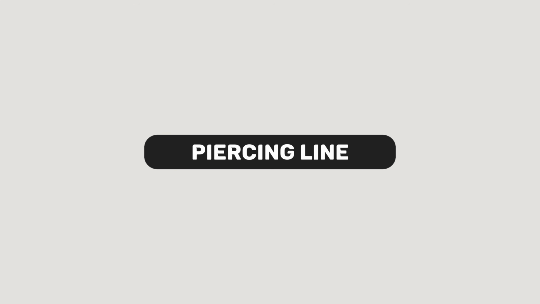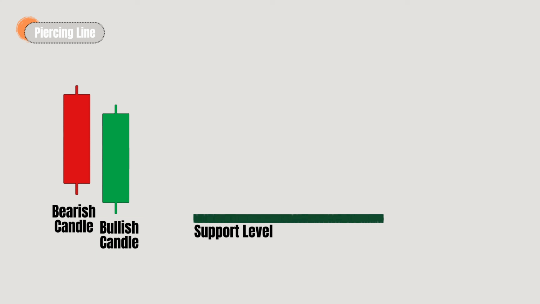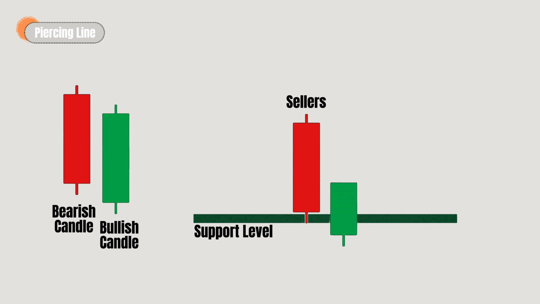Let's start with the piercing line pattern. In the piercing line candlestick pattern, there are two candles. One is a bearish red candle, and the other is a bullish candle. It works as a bullish reversal signal in the market. In the market, near the support area, sellers close a strong bearish red candle. The opening of the next candle is below this red candle, but at lower levels, buyers enter the market and push the price higher, closing it at a higher level.